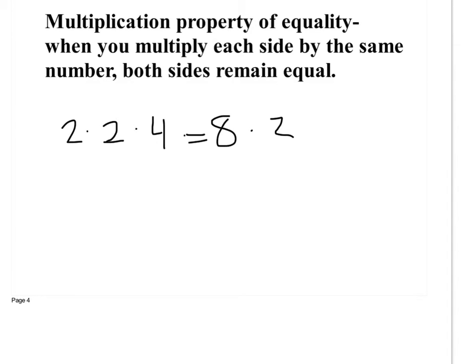2 times 2 times 4 is 16. What's 8 times 2? 16. So what I do to one side, as long as I do it to the other, they remain equal. That means I can do whatever I want to the left side as long as I do it to the right side.